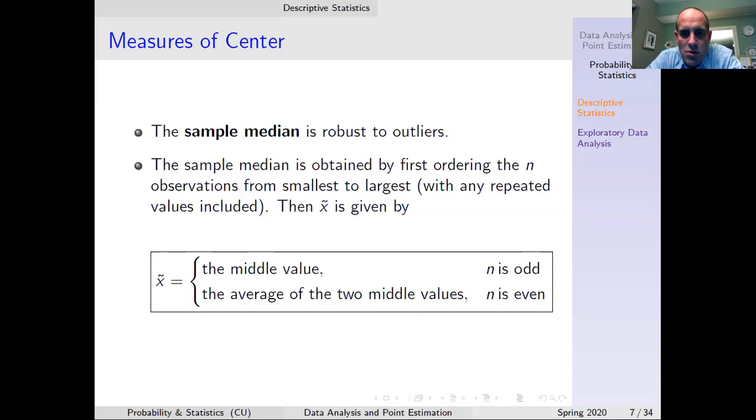Well, it's obtained by first ordering your n observations, smallest to largest. Any repeated values are also included. X tilde is the sample median. Okay. And it's the middle value if you have an odd number of data points. And it's the average of the two middle values if you have an even number of data points, because there you're going to have two things that are in the middle. If you have like 6 data points, then the third and the fourth are the ones that are in the middle. And you would take their average. That would be the median. Okay.